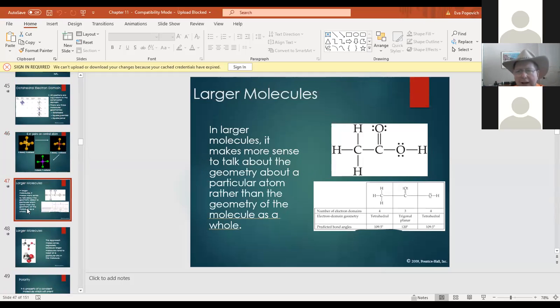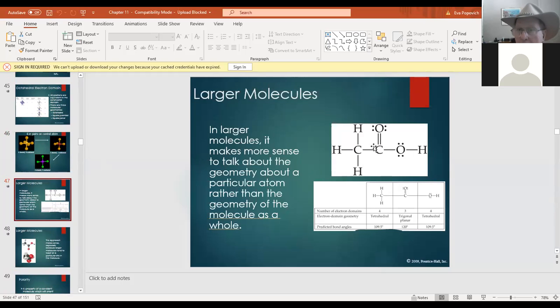Now, if you've got a larger molecule, like this particular one here, this one has 3 central atoms in it. If they ask you what the geometry is on this molecule, you can't really answer that question. The person that's asking the question has to be more specific. The person answering has to say, do you mean the left carbon, the carbon in the center, or the right oxygen? Because this molecular structure is tetrahedron. This one is going to be trigonal planar. This one is going to be bent. Does that make sense to you?